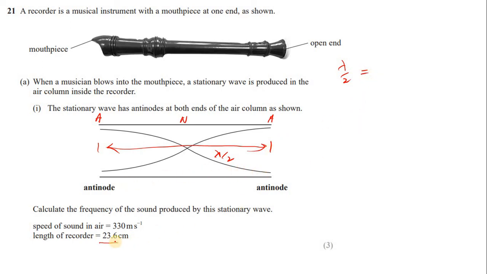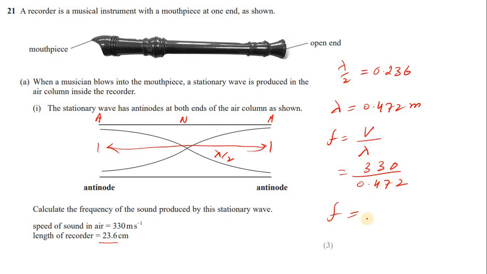which is 23.6 or 0.236 meter, and you can figure out lambda here. So lambda is double of that. So lambda would be equal to 0.472 meter. Now you can find the frequency. Frequency is velocity, speed, divided by the wavelength, and 330 speed divided by wavelength 0.472. Frequency would be equal to 699.15 hertz.